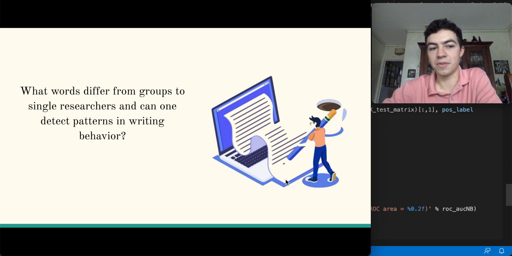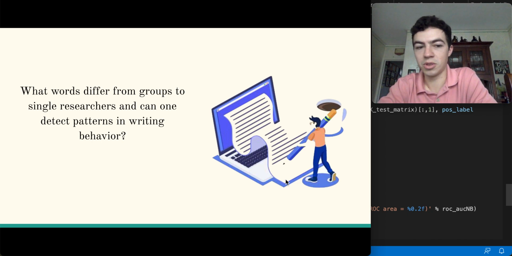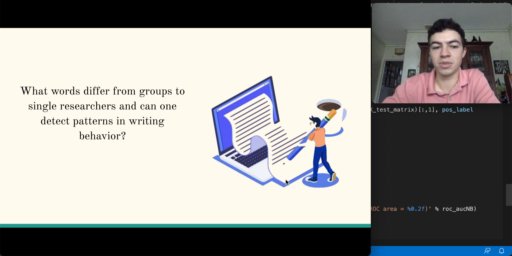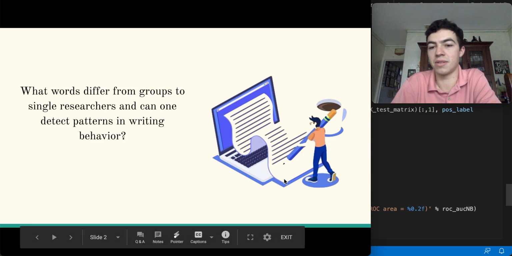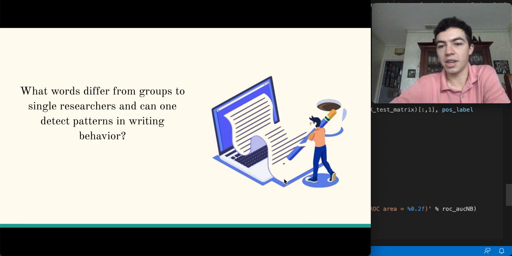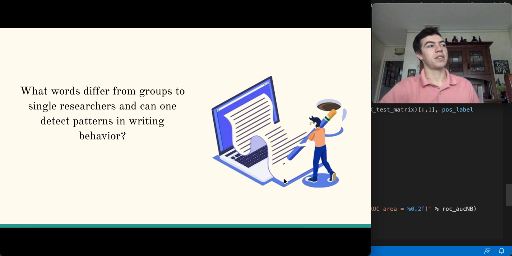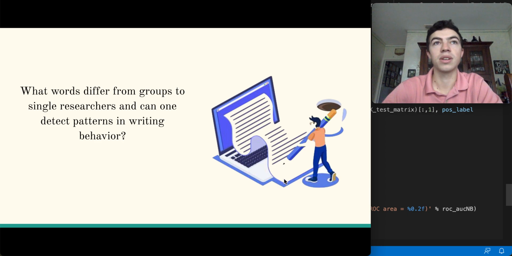Will there be a difference between one researcher and multiple researchers in terms of the words they use and pattern recognition? Will that be a thing my model can pick up on and really determine if there's more than one author?